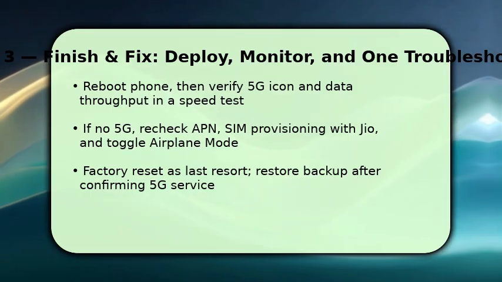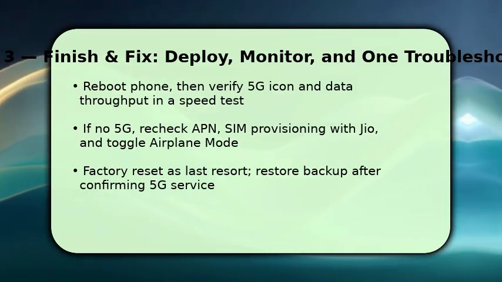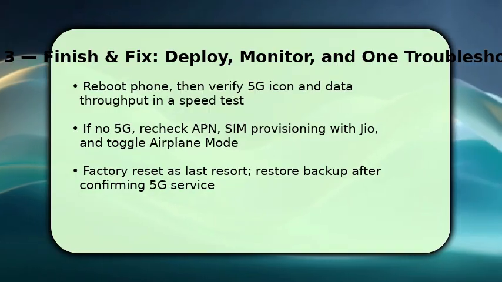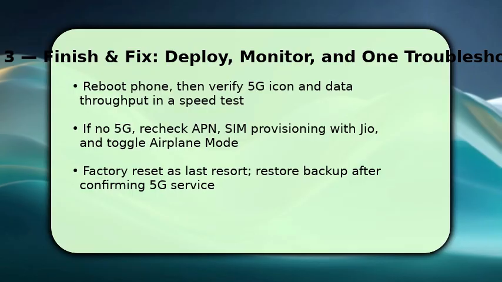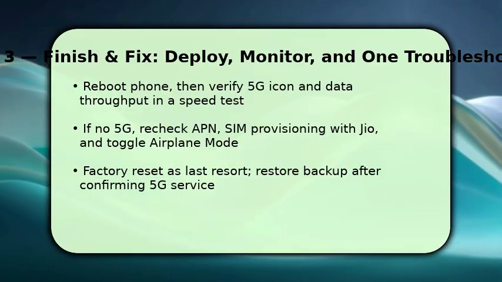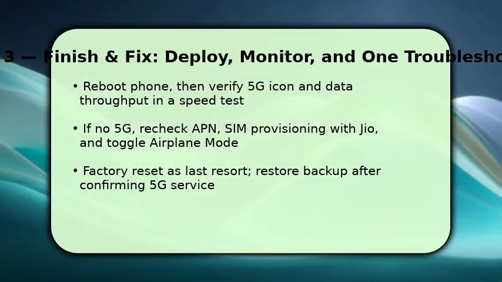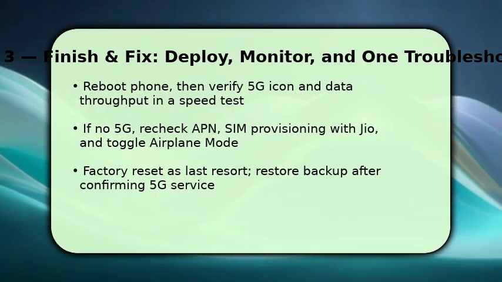Run a speed test to confirm throughput. If you don't see 5G, make sure the APN matches Geo settings and that your SIM is provisioned for 5G. Sometimes carrier activation is needed. Try toggling airplane mode on then off.